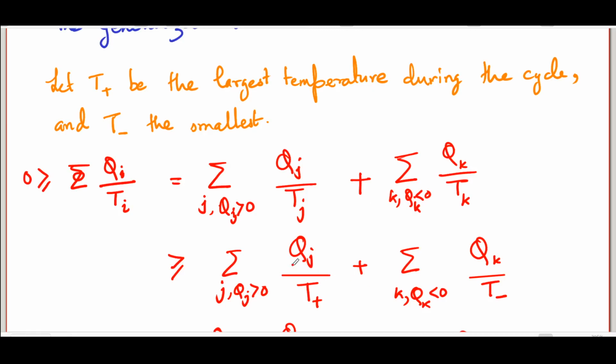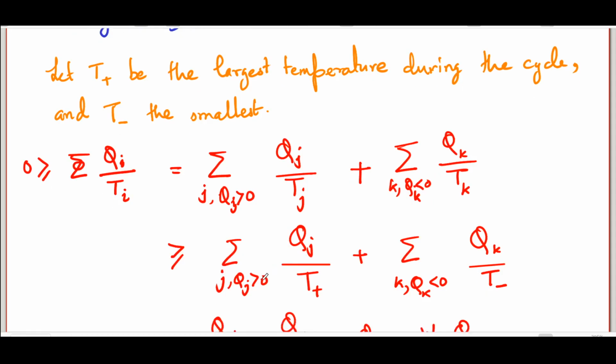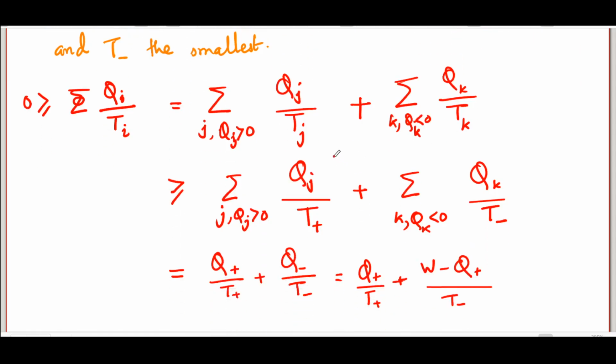Now here, the T plus is the same for each and every term in the sum. So is the T minus here. So we can take the T plus out of this sum and T minus out of this one. If I take T plus out of this sum, you are left with the sum of all the Qj's which are positive, which of course is what we have called Q plus earlier. So this side is Q plus by T plus, and this is simply Q minus by T minus. So what we end up with is that this ratio, Q plus by T plus plus Q minus by T minus, has to be less than or equal to 0.